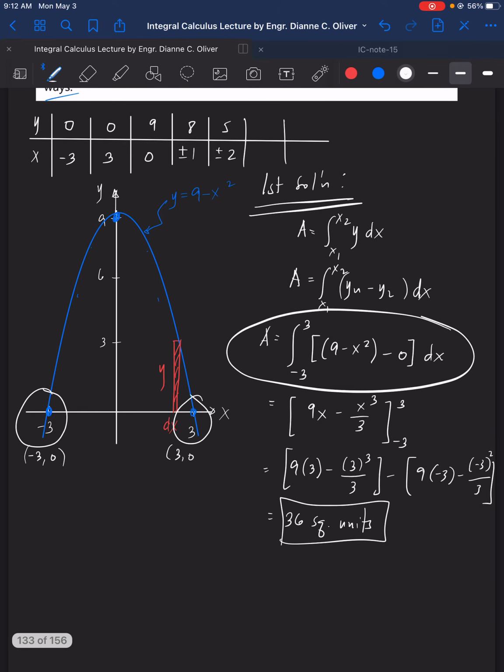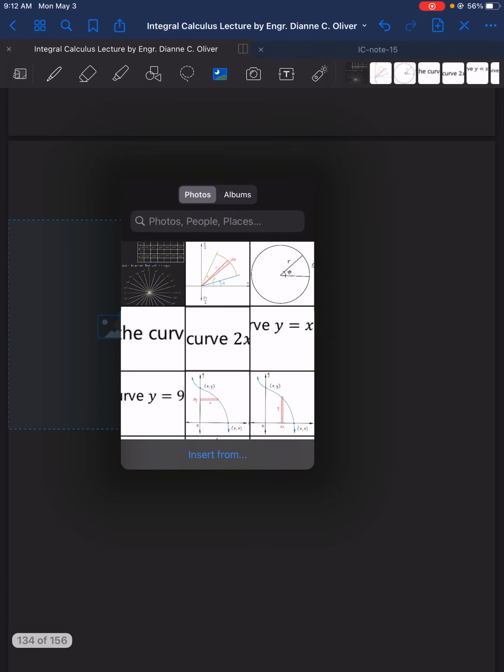Now for the second solution. So this is the first solution, taking it as the whole figure, the whole area. That's why we got the boundary from the farthest to the left, then farthest to the right. We have the second solution.